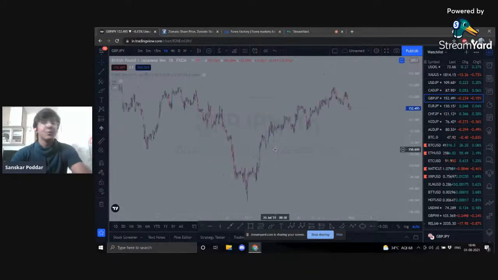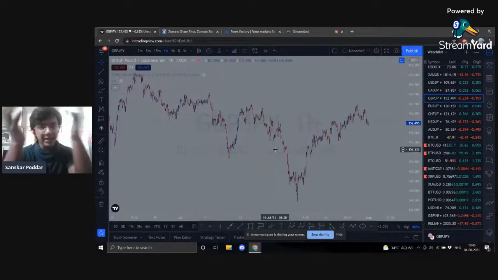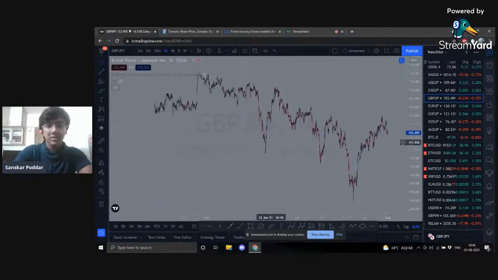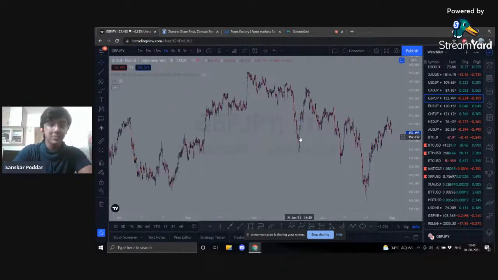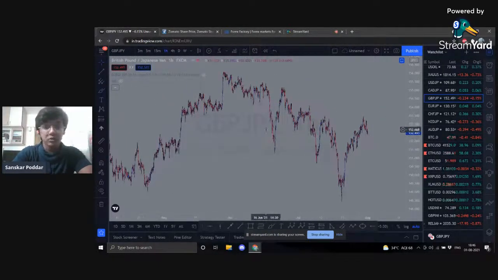So now, markets move in three different ways. It could be bullish, which is upwards, it could be bearish, which is downwards, or it could be consolidating, which is sideways. So now if you look at this particular currency pair, which is British pounds to Japanese yen, GBPJPY, overall the market is moving downwards, or it is in a downtrend.